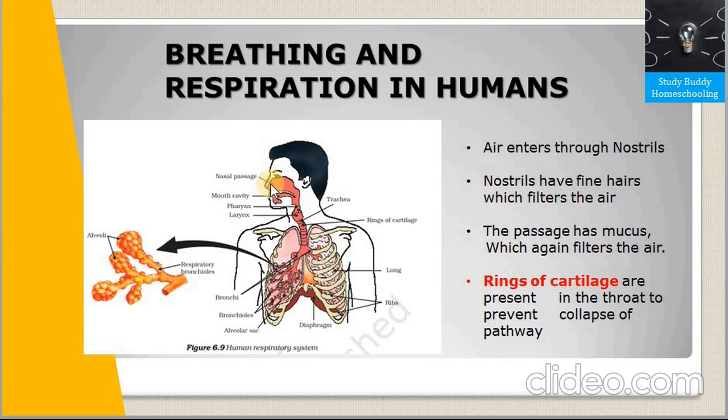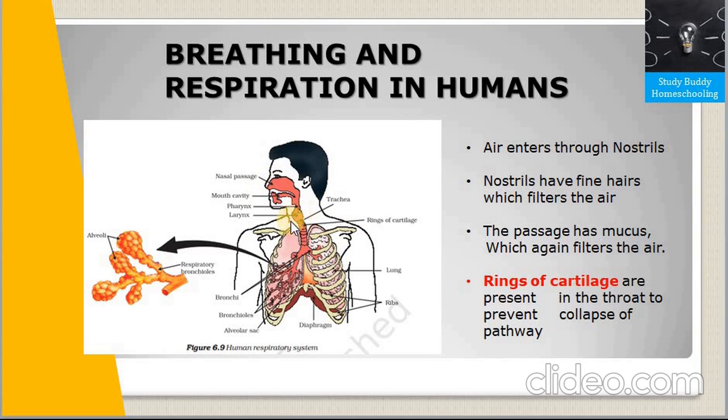Air or oxygen enters through our nostrils and it goes into the air passage or the windpipe. We all know that nose contains fine hairs. These fine hairs filter any dust particles or any other harmful substances. Not only that, the whole passage is lined by mucus. Mucus is a slimy substance and that absorbs all the dust particles. So only the fresh pure air enters in.